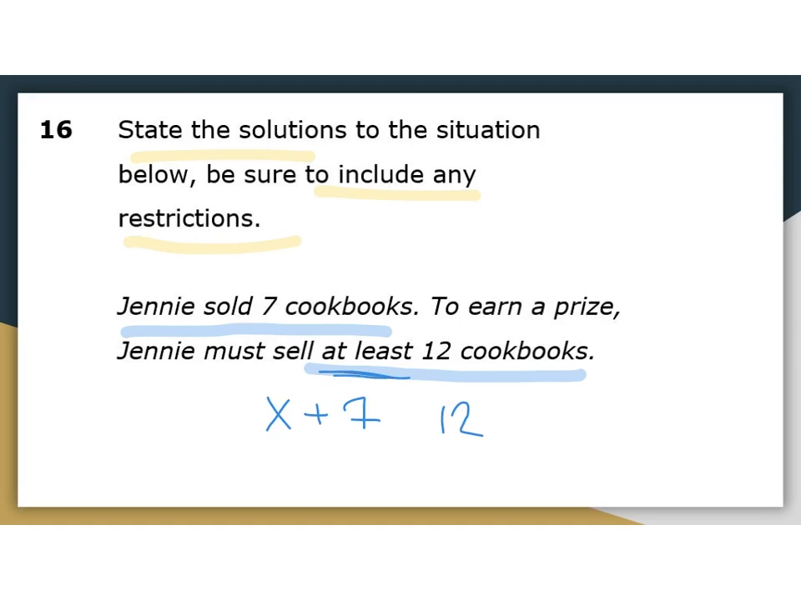At least means this is the minimum amount. So it's going to be 12 or more. What she sells has to be greater than or equal to 12. When you solve this, we're left with x is greater than or equal to 5. So Jenny needs to sell at least 5 cookbooks.